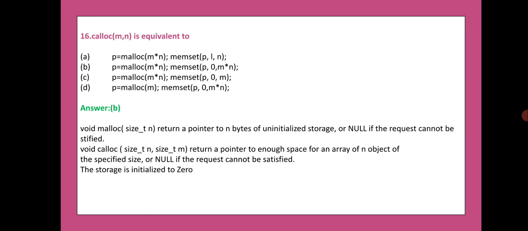void *calloc(n, m) returns a pointer to space for an array of n objects of the specified size, or null if the request can't be satisfied. The storage is initialized to 0, not to any other value. So memset will become memset(p, 0, m * n).